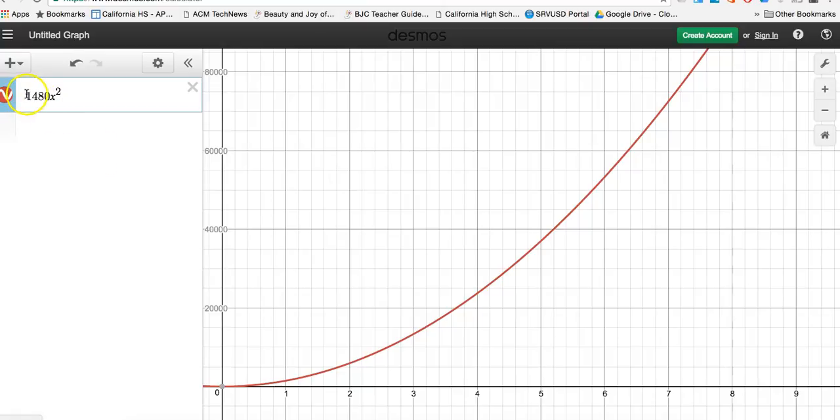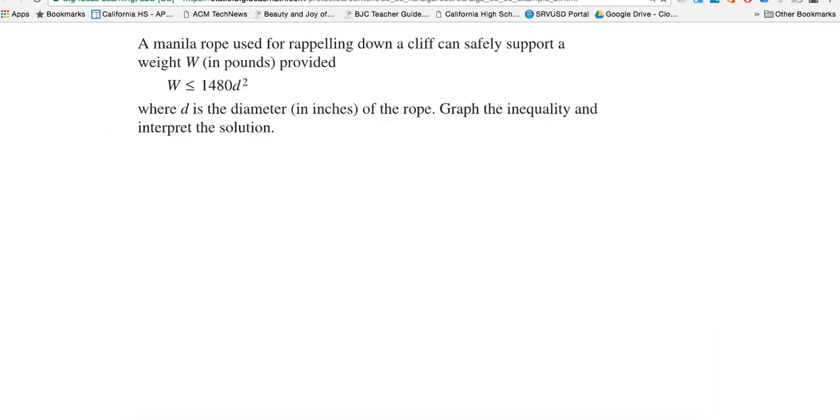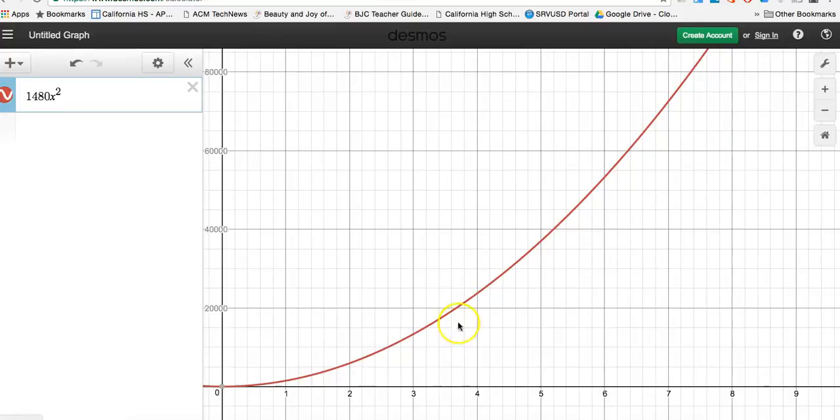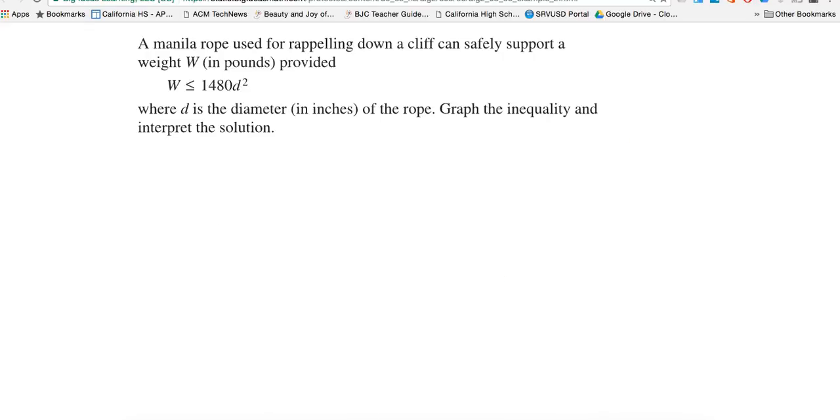And remember, we want to look at if a rope can safely support a weight. So we need to think about, are we looking for the area below our line or above our line? Well, just using common sense, we have a good idea. I'll bet you all have a good idea of which region we're going to shade right here. But let's show you analytically how you can do this if you're just not sure.